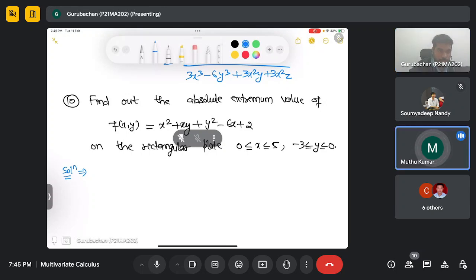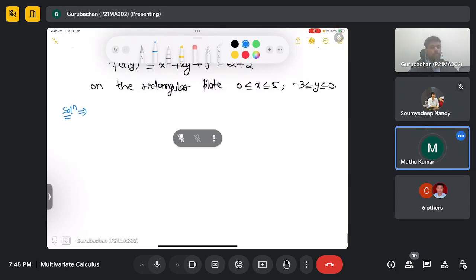Yes, on the boundaries, by taking x equal to 0, you will get f of y, a function of y. So using the one dimensional case, you can find the maximum and minimum values, and then do the same for x equal to 5 on all four boundaries. Suppose rather than a rectangular plate, I give you some other curve like a circle or a parabola.